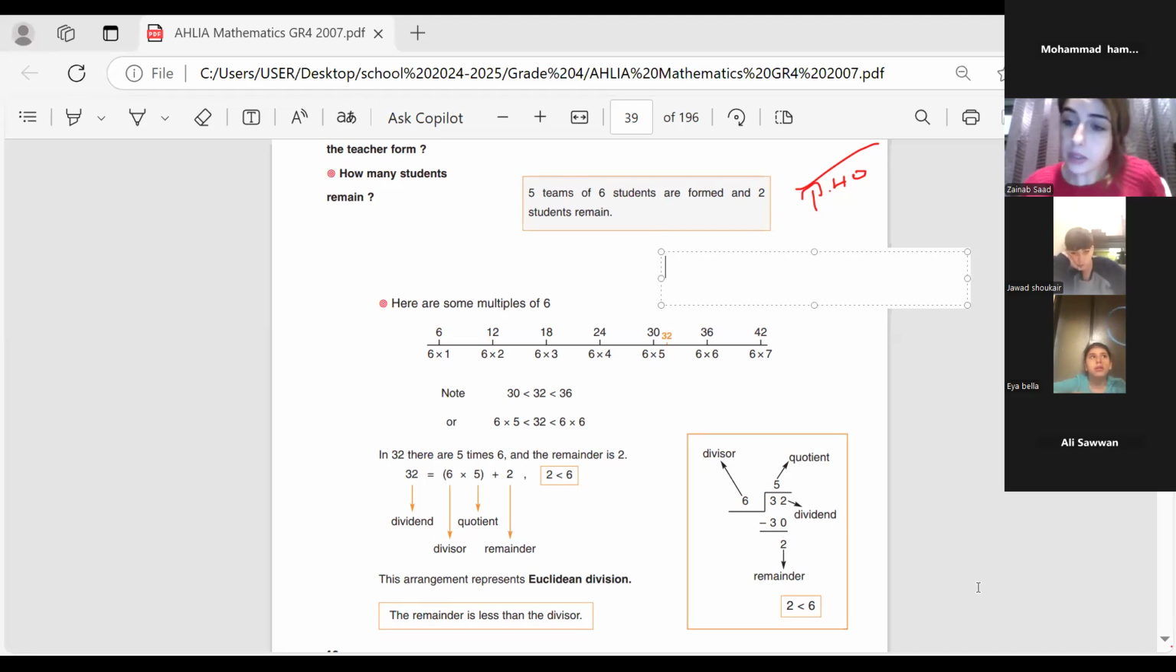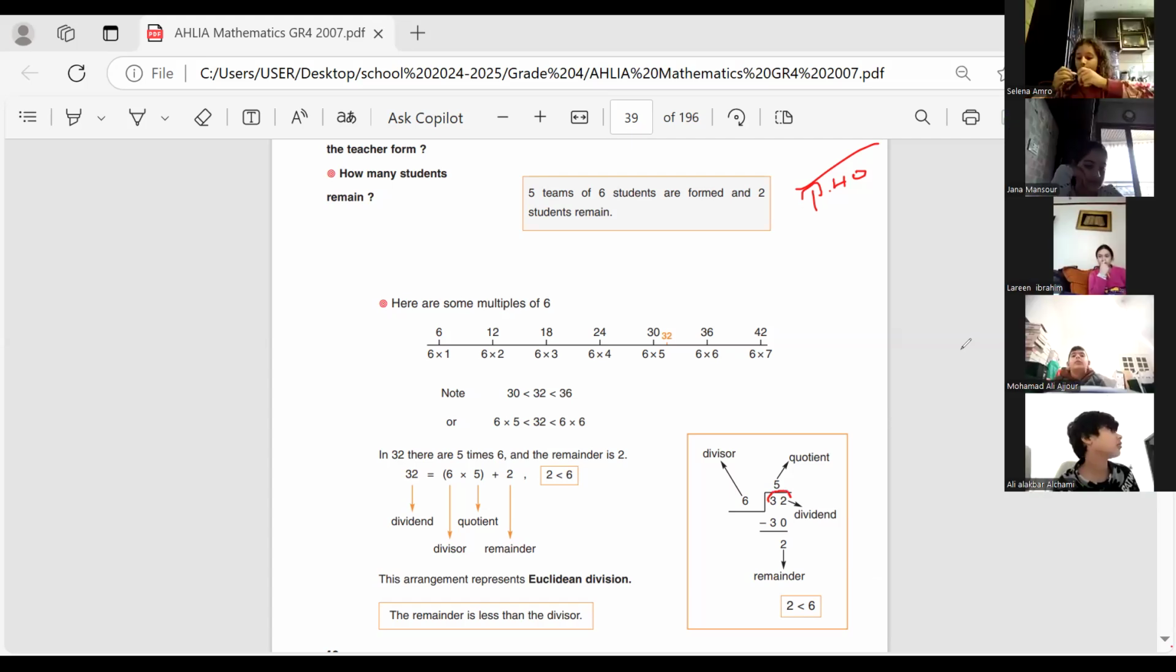6 times what will give me a number that is near to 32? In the multiplication table of 6, 6 times what will give you a number that is near or less than 32? Who can answer me on this? 6 times what? Raise your hand.